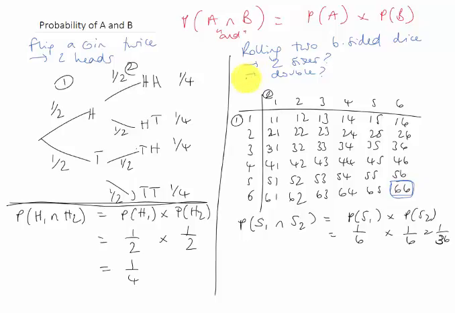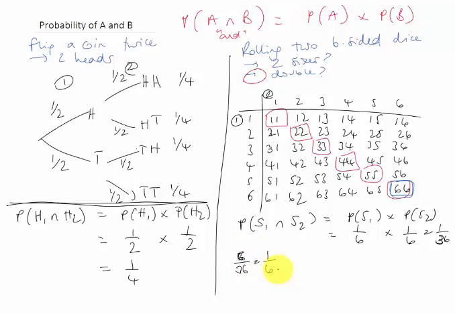Now, how about a double? So that's any 2 numbers that are the same as each other. So that could be 2 1s, 2s, 3s, 4s, 5s, or 6s. So here you can see there are 36 different possibilities, and 1, 2, 3, 4, 5, 6 of those are doubles. So that's 6 out of 36, or 1 in 6.